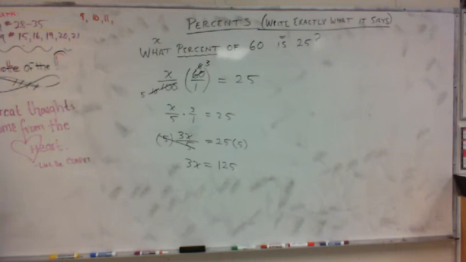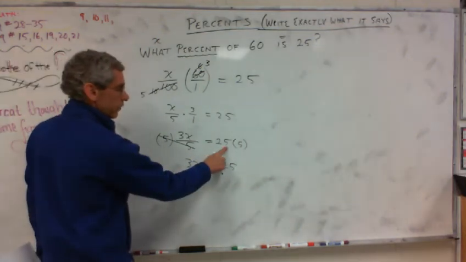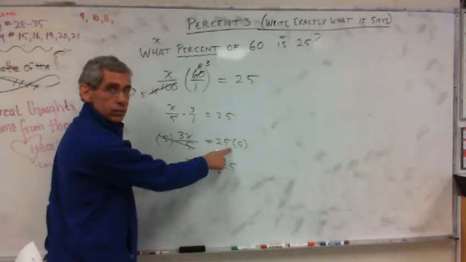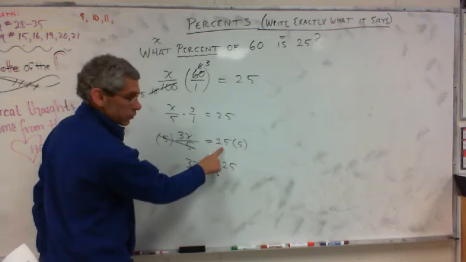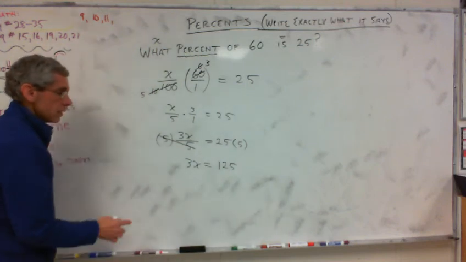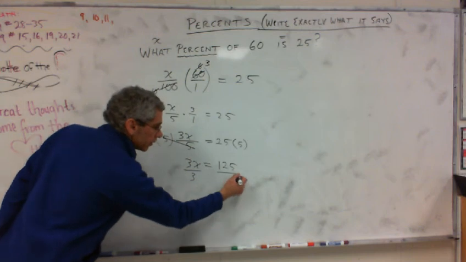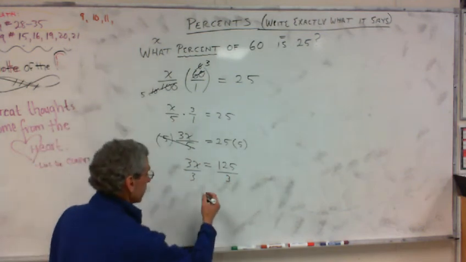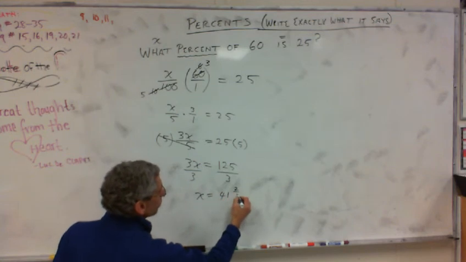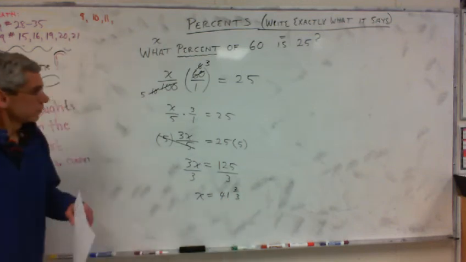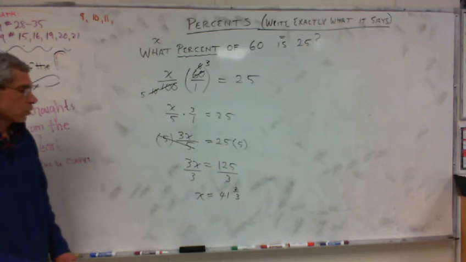How did you get 125? Oh, yeah, because 25 times 4 is 100, and 25 times 5 is 125. Now you divide by 3, right? And that's not going to be perfectly even. That's going to be x is equal to 41 and 2/3.